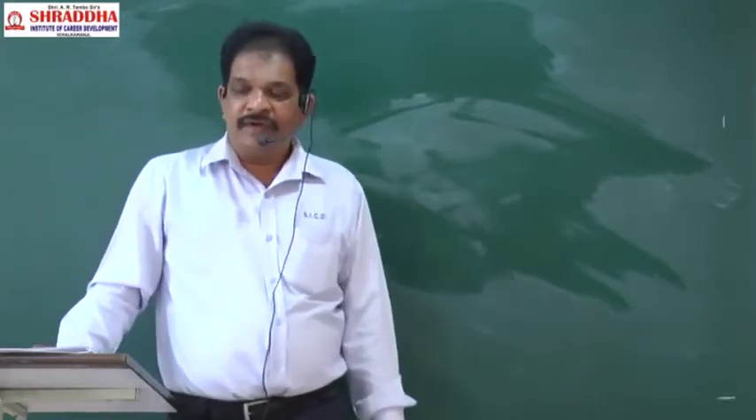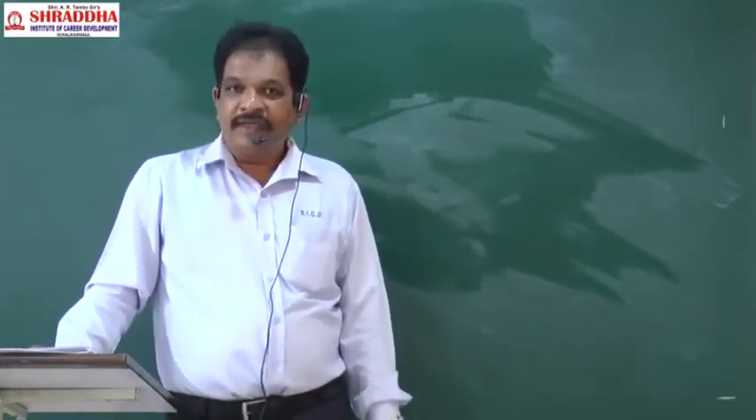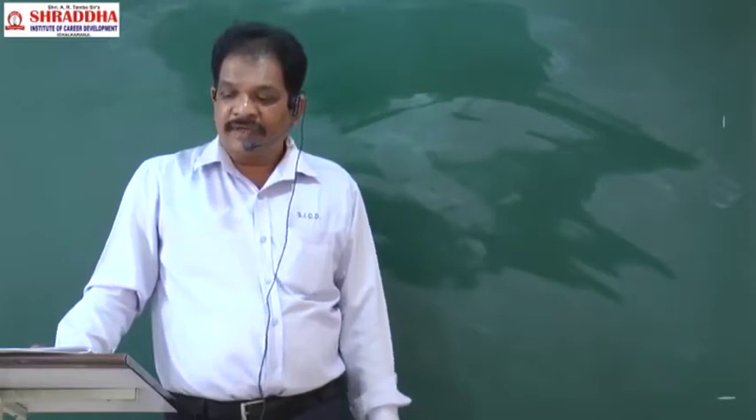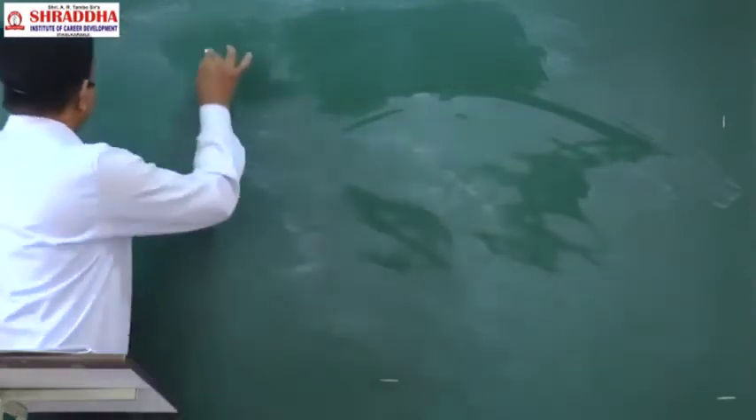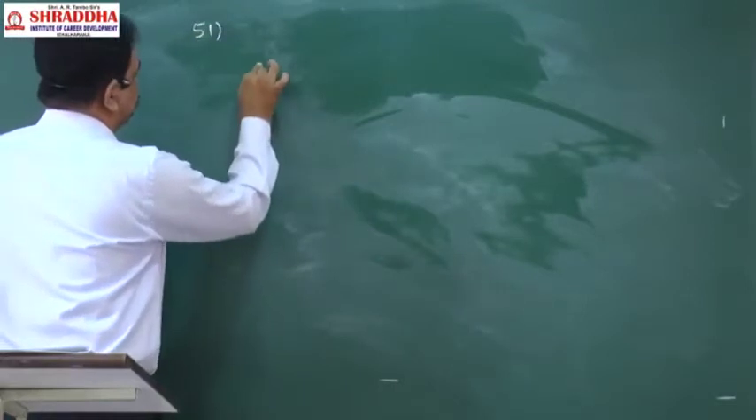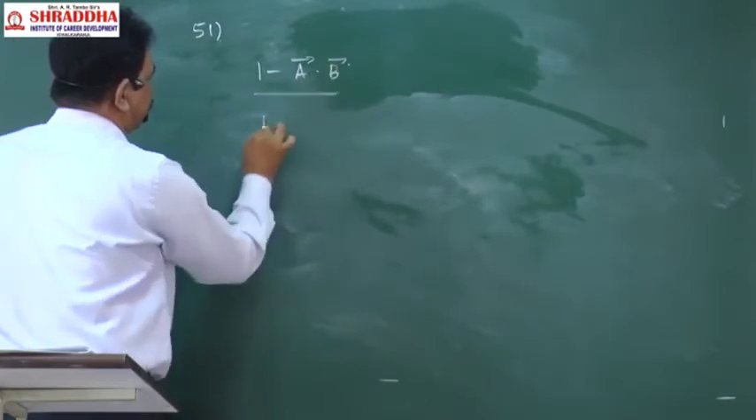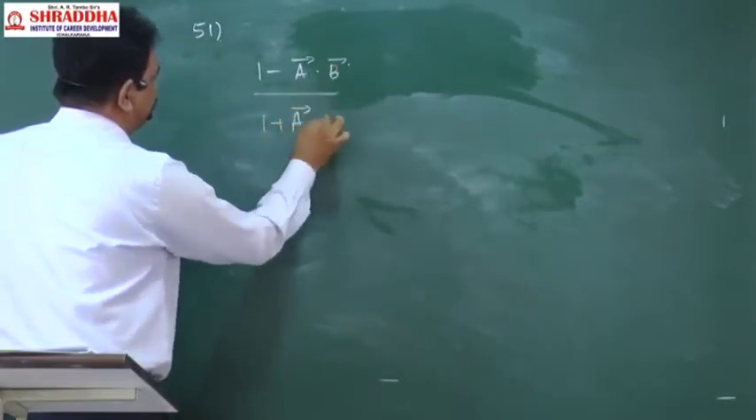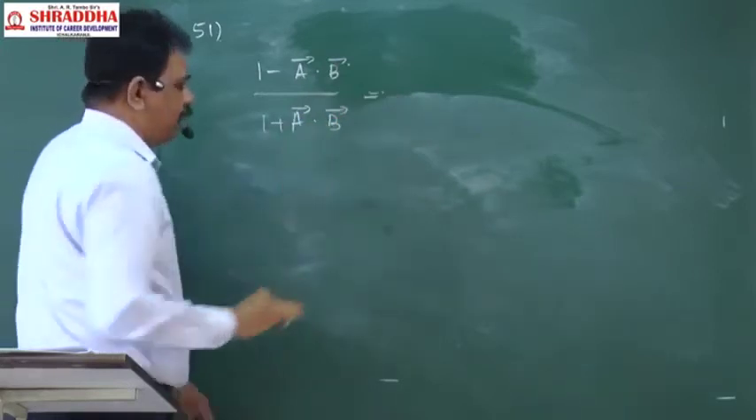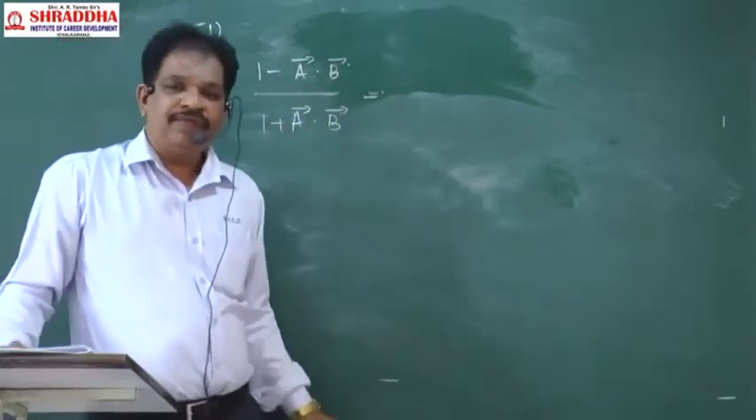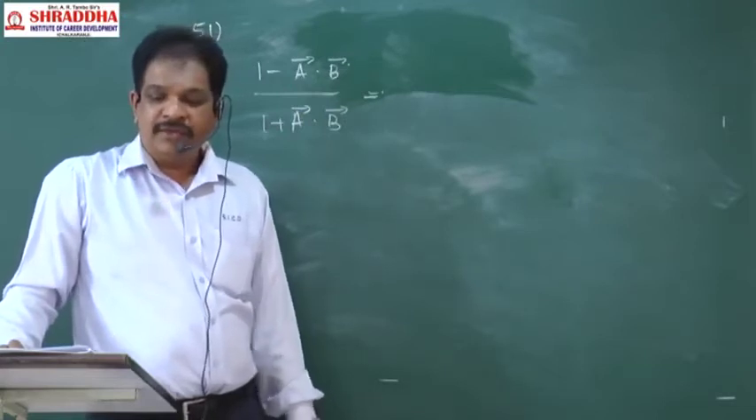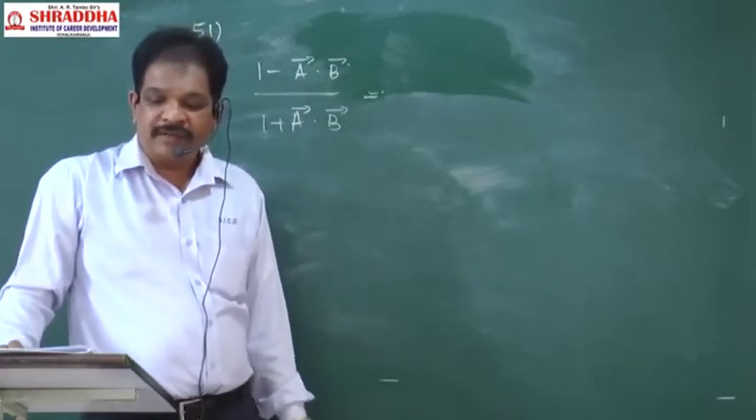Next, question 51. What they are asking: theta is the angle between unit vectors A bar and B bar, then (1 minus A bar dot B bar) by (1 plus A bar dot B bar) is equal to how much? What is this value, if A and B are the unit vectors? That is the question.